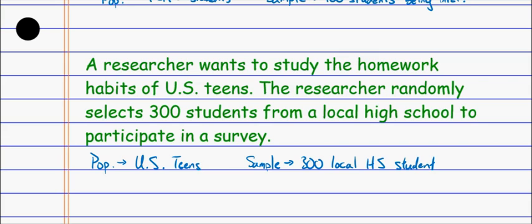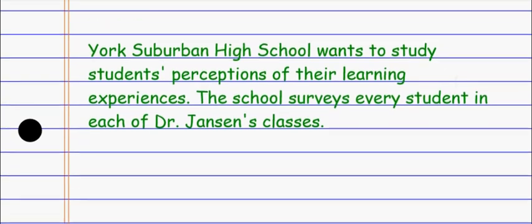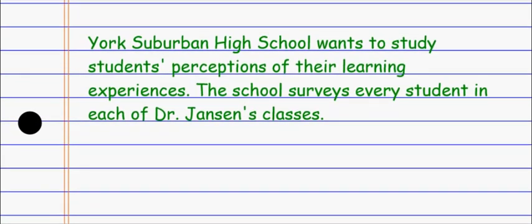Okay, so who we want to study is teens across the United States. Who we're actually getting their data from is the 300 local high school students. This one, York Suburban High School wants to study students' perceptions of their learning experience. So the school surveys every student in each of Dr. Jansen's classes. And so once again, we're trying to gather the perception of York Suburban students in terms of their learning experience. So the population this time is a little bit smaller than the last one.